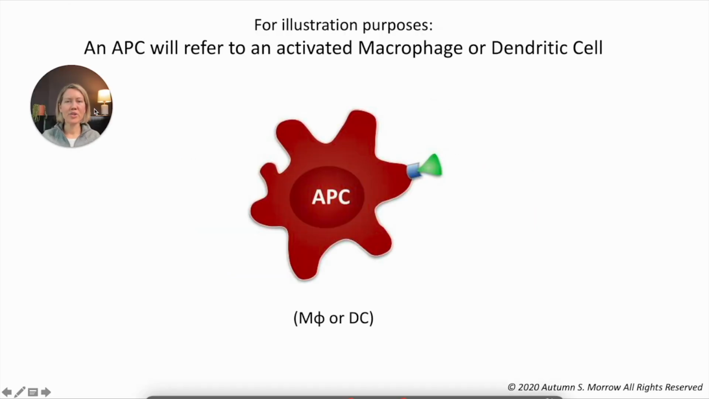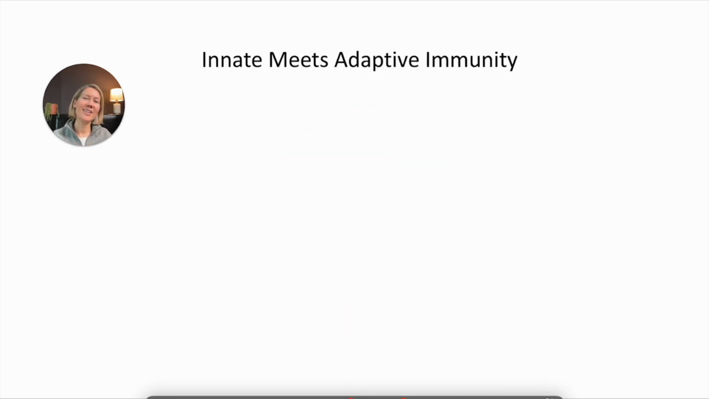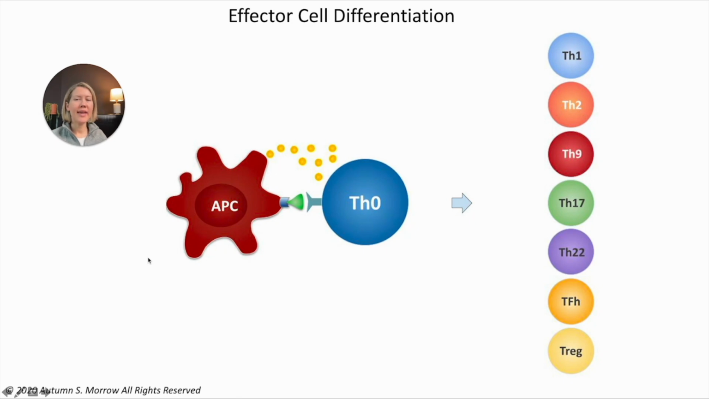So for illustration purposes, I created this little guy, and this is going to represent an antigen-presenting cell. Most commonly, it's going to be a dendritic cell or macrophage, but I combined them both into one for sake of convenience in some of the future slides. Now this is where it gets exciting because we have the innate immune system meeting the adaptive immune system. So we talked about how an APC can ingest a pathogen and then display a part of the pathogen on its cellular surface. And that's so that other T cells can recognize it and then get activated.